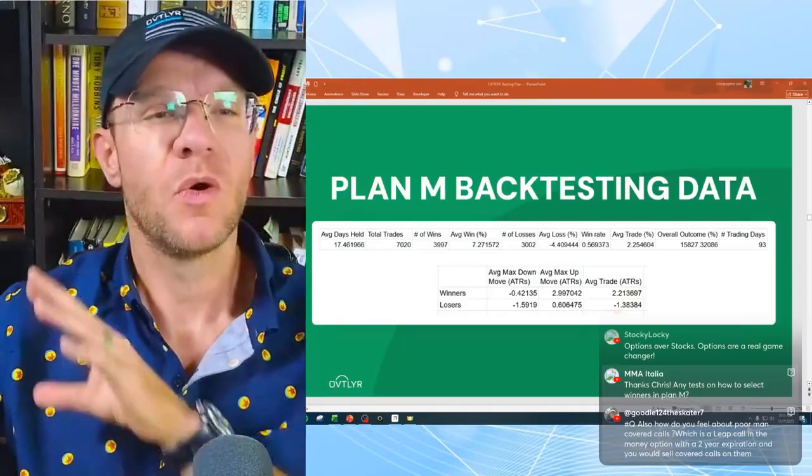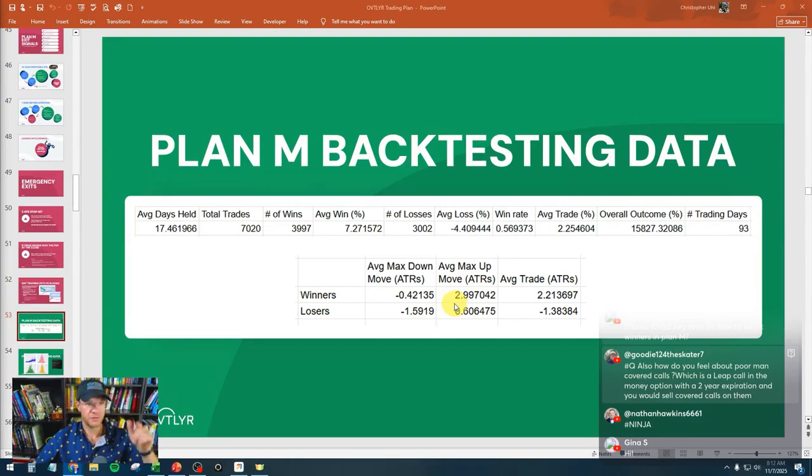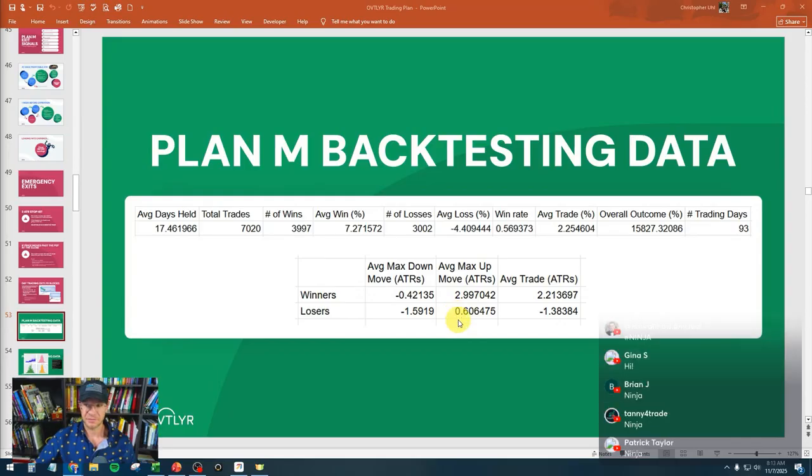The average winner, a 3 ATR up move from entry. Now the average loser is still up about half an ATR. So if you wanted to roll it at half an ATR, you could. But the total end of trade, between winners and losers, the total up move came to 3 ATRs, but the ending result was 2.2 ATRs. So that is what I'm super, super excited about.